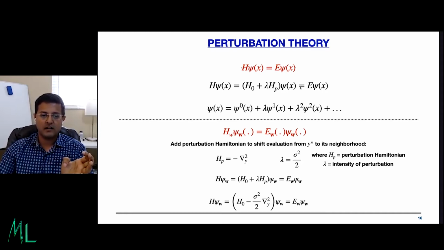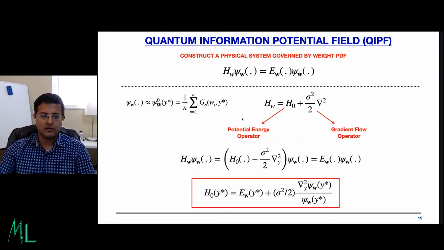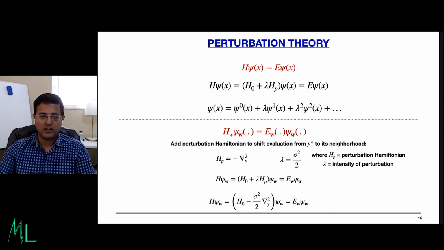So once we do that, we directly obtain the solutions over psi of x in terms of a power series expansion. And this is the concept that we use for solving our Schrodinger's equation over the model weights. We want to solve this equation. So we come up with a perturbation Hamiltonian that is described by the Laplacian, scaled by the kernel width, and we introduce that to the Schrodinger's equation of model weights.